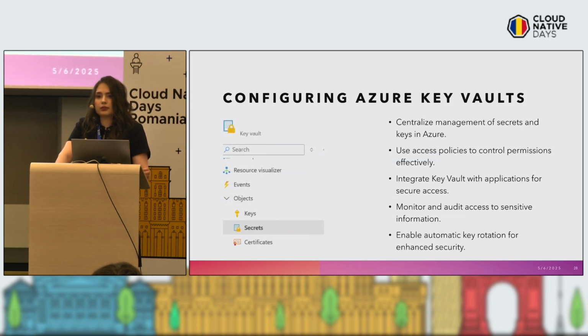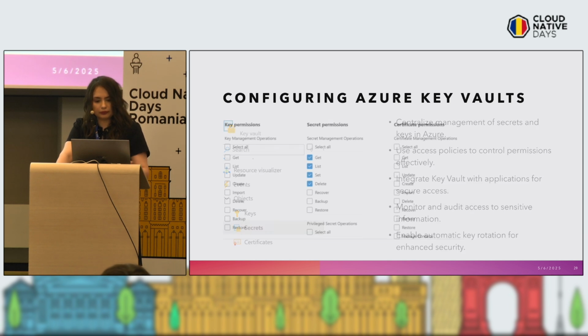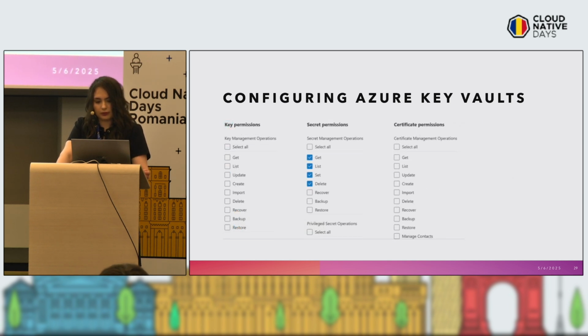Then the Key Vault, as mentioned earlier, contains the keys, secrets, and certificates, and it has a feature for automatic key rotation. That's why it would be preferred. Here are the methods that could be configured for keys, secrets, and certificates.